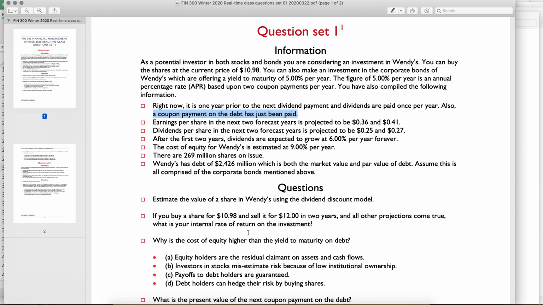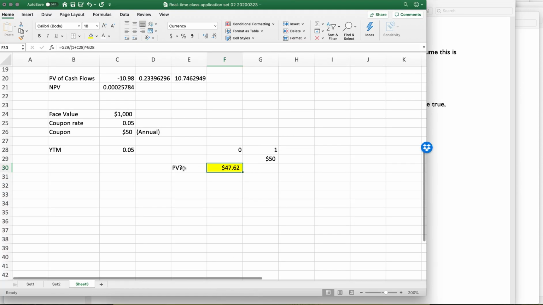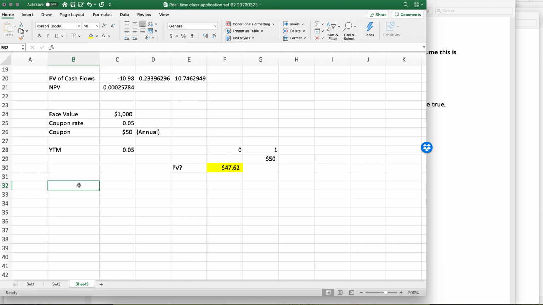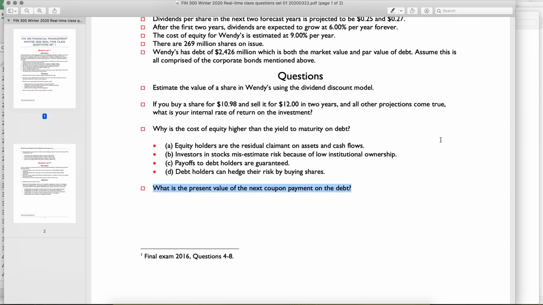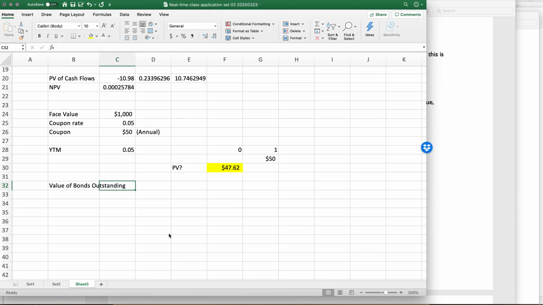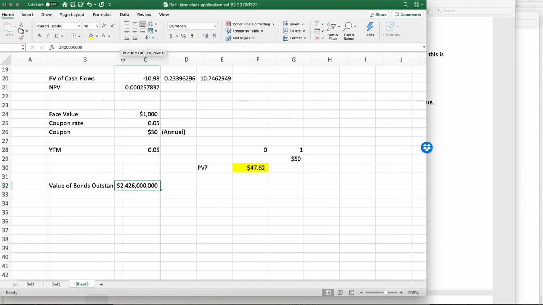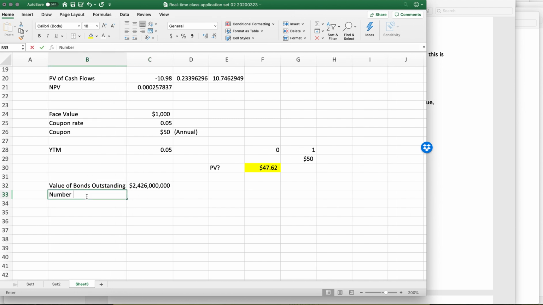That's 47.62. If you look at these solutions here, the present value is not just for this one bond, though. It is for the whole debt, and I have to look back at the number, 2426. 2426, and it's in millions. Number of bonds.